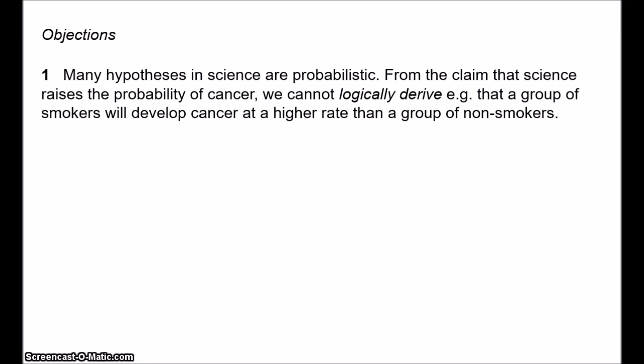So let's say we have two groups of people. One group are smokers, the other group are non-smokers. Well, even in this case, we can't logically, deductively infer that the rate of cancer will be higher among the smokers. It's very likely that the rate of cancer will be higher, but it might not actually be higher for various reasons. So, we can't logically derive that from the fact that smoking raises the probability of cancer. We can't logically derive that a group of smokers will develop cancer at a higher rate than a group of non-smokers. Maybe as a simpler example, just think about tossing a fair coin.